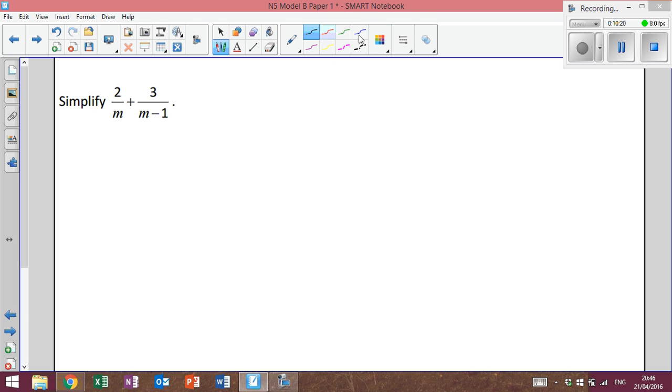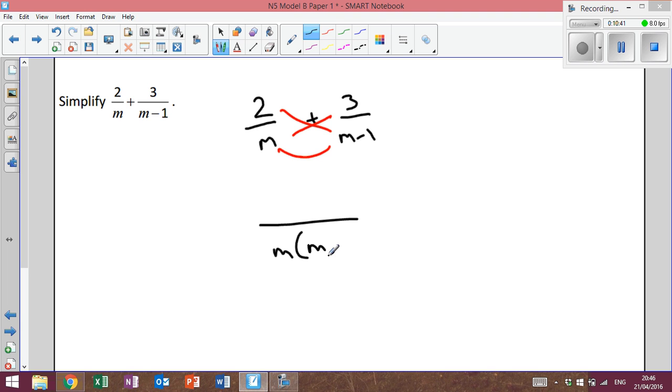Okay, adding algebraic fractions. We've done this already with numerical fractions. Exactly the same process. We're going to do a smile and a kiss. So we need our common denominator, which comes from our smile, and then to keep all the fractions the same, we do our kiss as well. On the denominator, it's going to be m multiplied by m minus 1. You don't need to simplify that. I wouldn't, because factorising is better for algebraic fractions.